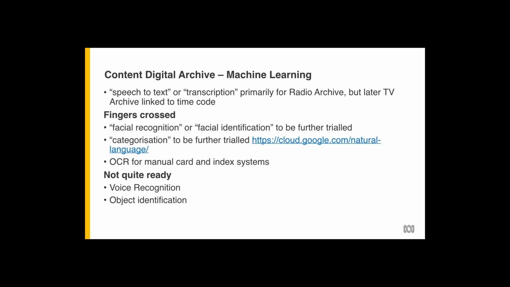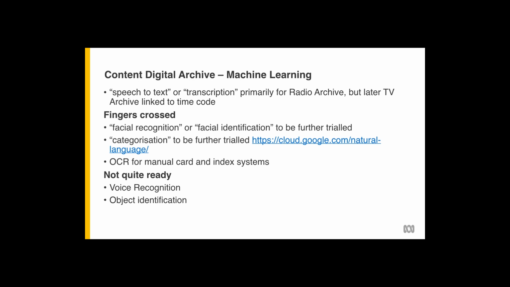However, last time we looked, facial recognition was limited at around 30% accuracy with around 30% errors, with the rest unrecognised. But the use of content analysis in order to apply categories, which is the type of subject heading, holds a lot of promise. If you haven't had a chance to look at Google's natural language processing, it's worth looking up.